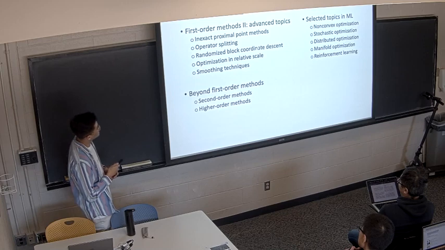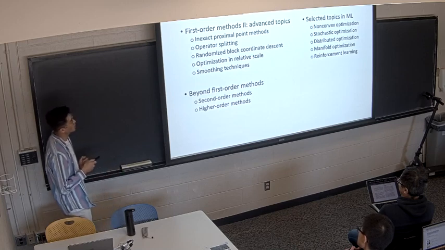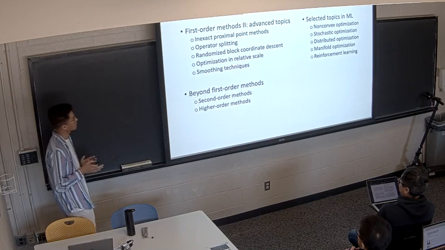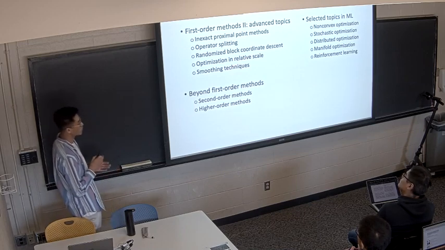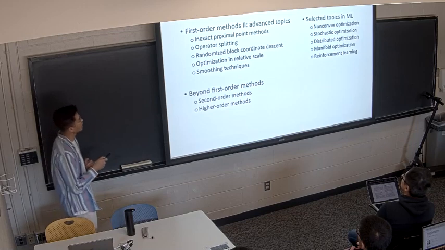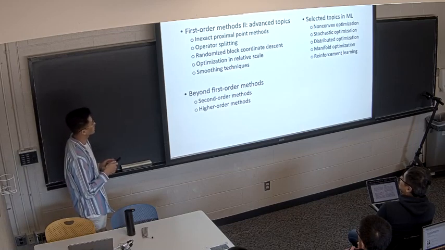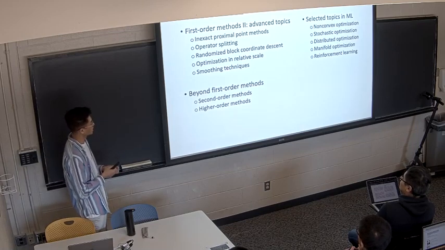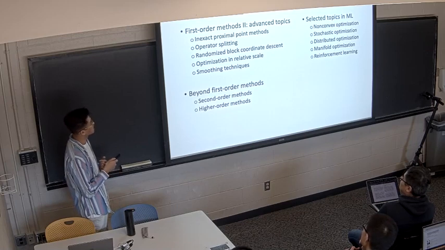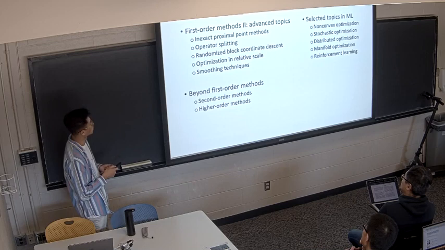in optimization. This is optimization in relative scale. This is some new notion. Some of you may have heard about strong convexity and smoothness. And there is a new notion called the relative strong convexity and relative smoothness. So this is the optimization method developed in that case for the new notion.